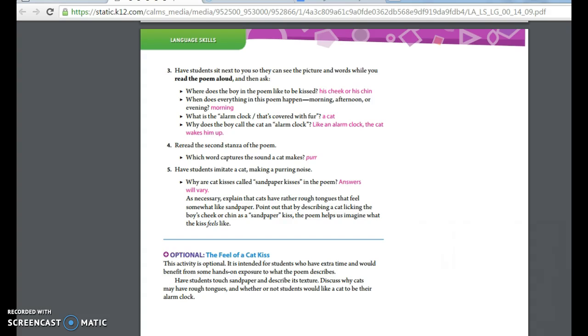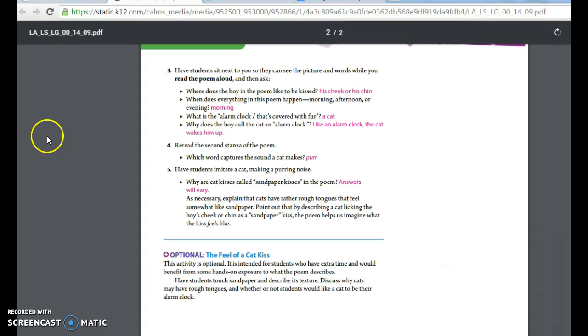Great job. And if your student enjoyed this poem, you can extend this to include a journaling activity. Have you ever been awoken by an animal? If so, write about your experience. This is just an idea of how you can turn this poem into a journal topic.